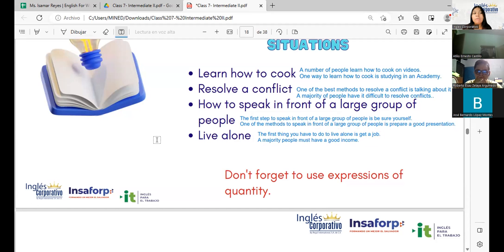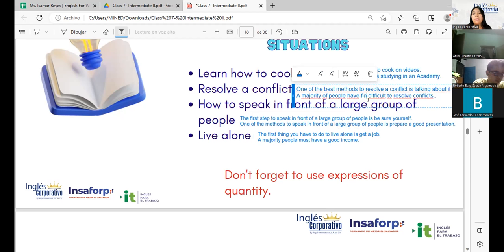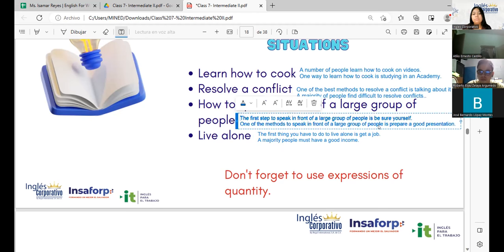Okay, where it says resolve a conflict, guys, it says a majority of people have it difficult to resolve conflict. A majority of people find difficult to resolve conflicts. Fine, remove have. The first step to speak in front of a large group is to be sure of yourself.